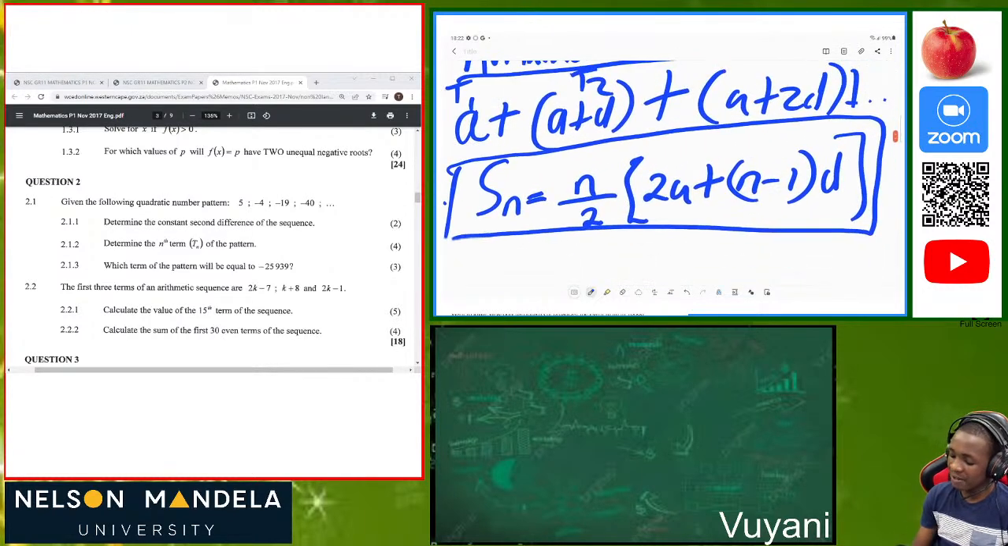Then when they tell you to calculate the sum of terms, maybe up to 20 terms, you use this formula.